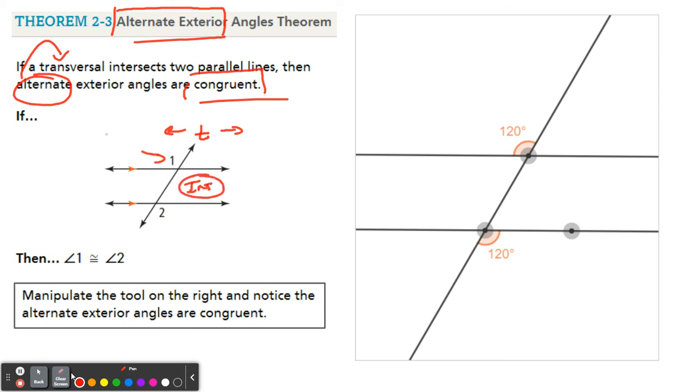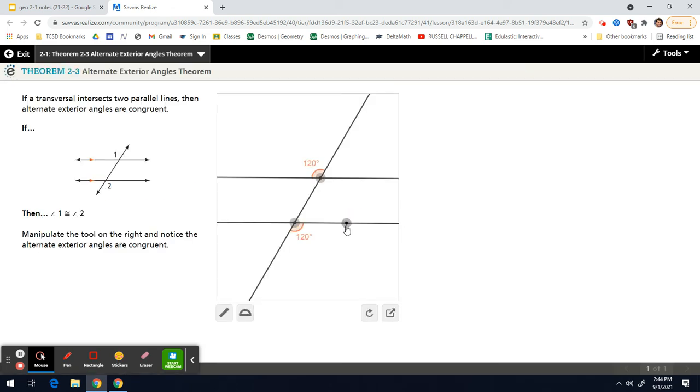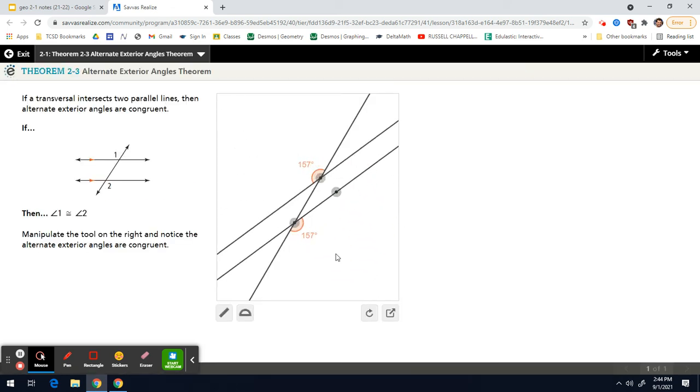And we know that angle 1 is obtuse or looks obtuse. Angle 2 also looks obtuse. So these 2 angles will be congruent. And again, over here, we have 120 equals 120. They're on opposite sides of the transversal in the exterior. I can go ahead and take this and manipulate it as well, like so. So there we go. Right, alternate exterior angles are congruent if the lines are parallel.